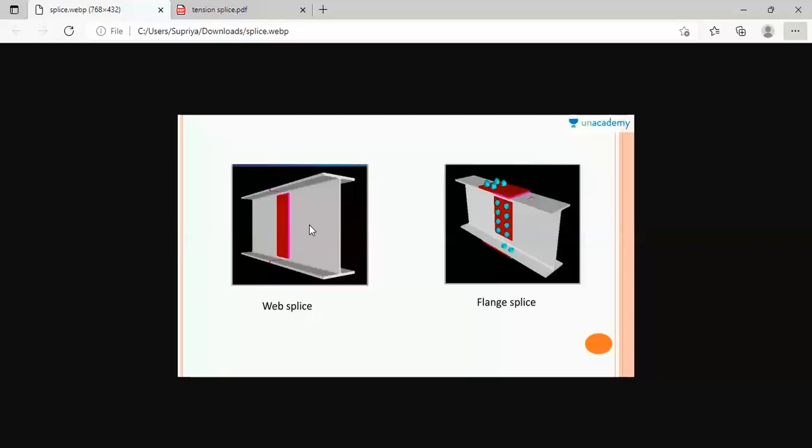If you are using it in a tension member, then it is known as the tension splice. See, here is the I section. You can see in the diagram, two I sections we are joining here. Without using this splice, if we join these two I sections, the connection may not be good.